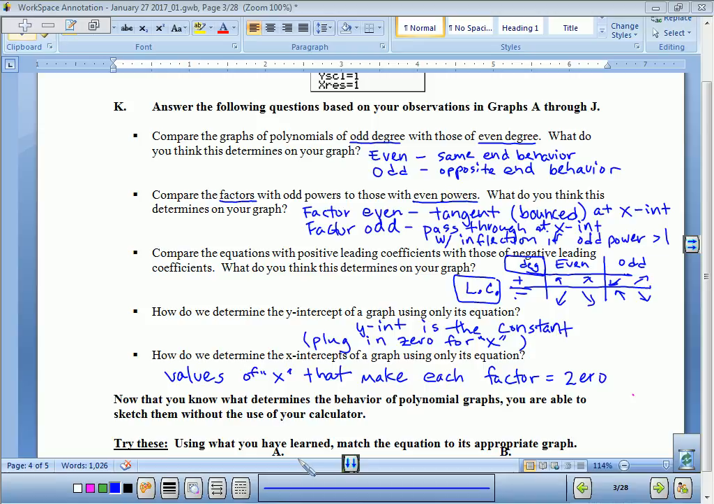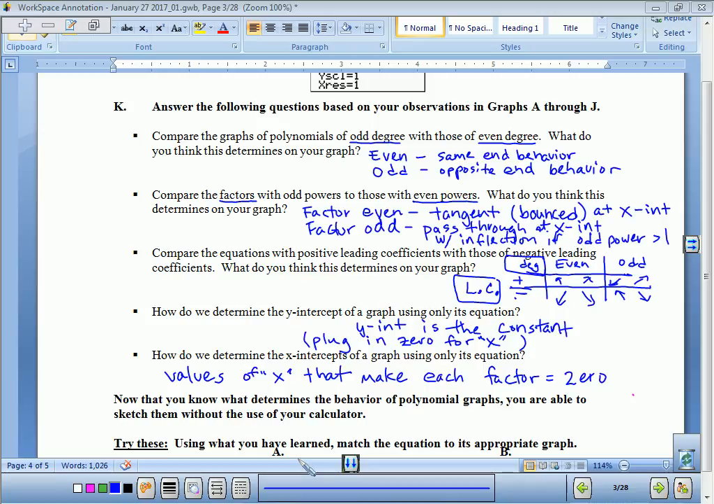If the graph has an even degree, the ends are doing the same thing. They're either both going up or they're both going down. Okay? If that even degree has a positive leading coefficient, those ends are both going up. If that even degree has a negative leading coefficient, those ends are going down.